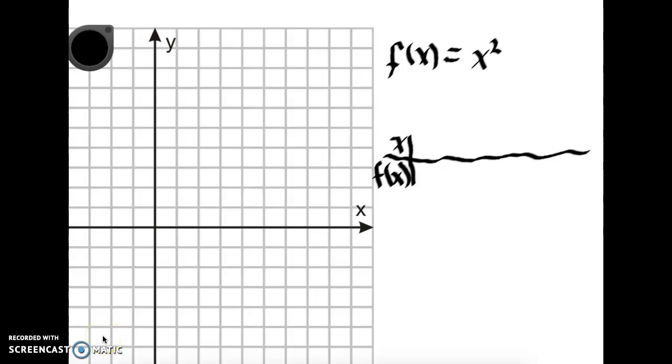This is called function notation, when f of x is just the same as y. It looks more confusing, but just think of it as y. You'll probably start seeing it more and more in this format.